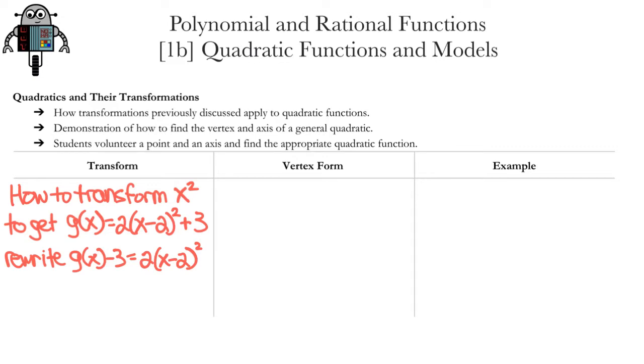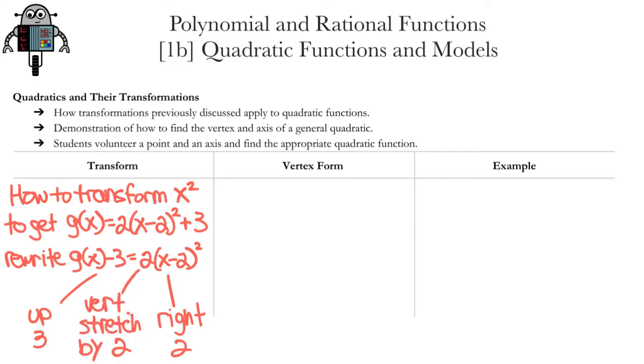Let's try to identify all three transformations. Notice that the 3 is affecting the g of x, which is a y value, so that's going to move the curve up by 3 units. There's a 2 on the inside of the function, so it affects the x value. It moves the curve to the right 2 units. The other 2 is on the outside of the function, so it affects the y value. It stretches the function by a factor of 2.